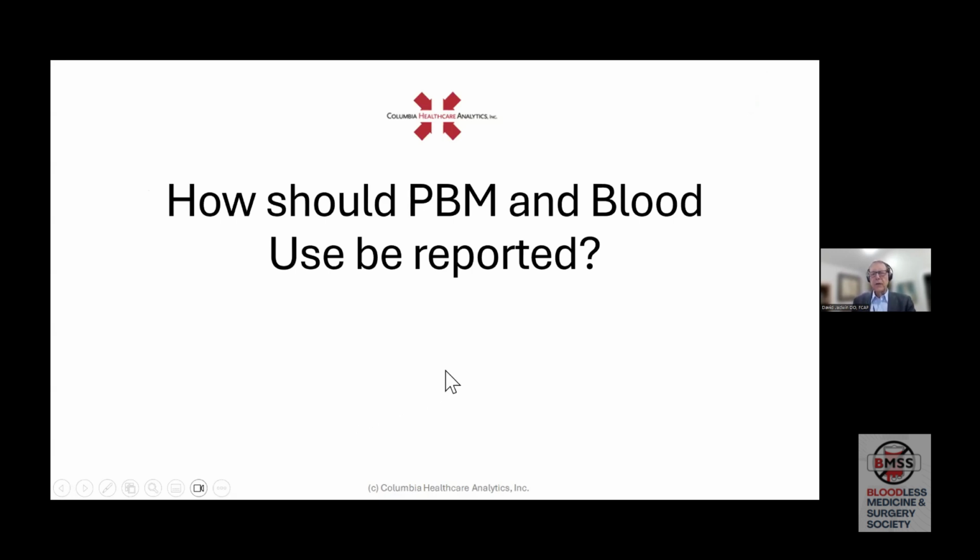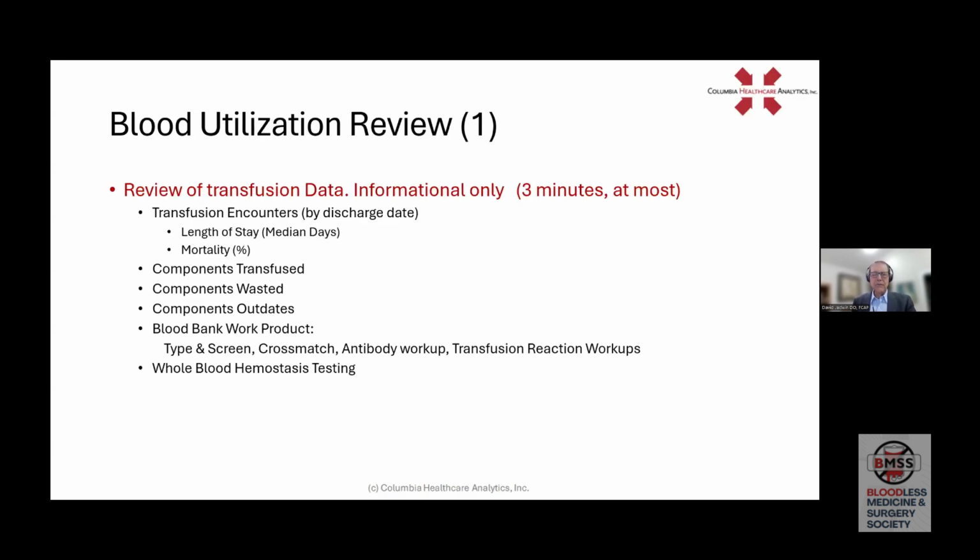So finally, how should patient blood management and blood use be reported? And I can't tell you how many various blood use committees I have sat in on. And the most recent one, they spent about 40 minutes just talking about the components transfused, the components wasted, outdates, and whole blood hemostatic testing. There's nothing wrong with hemostatic testing, but the amount of blood that this is going to save is relatively small if most of these patients are getting 1 and 2 units, and that's constituting at least 50 or 60% of the units. So it really makes sense to look at these small things.